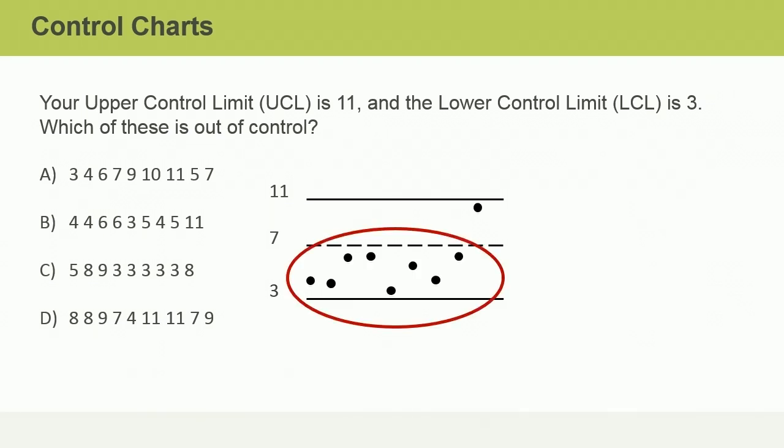You can plot each of the 4 control chart series to help determine if they meet the criteria of being out of control. In this series, the series B with data points 4, 4, 6, 6, 3, 5, 4, 5, and 11 is out of control. Did you solve this one? The reason this series is out of control is because it meets the rule of 7. In fact, in this series, there are actually 8 data points in a row that fall between the mean and the lower control limit. This process is trending out of control.